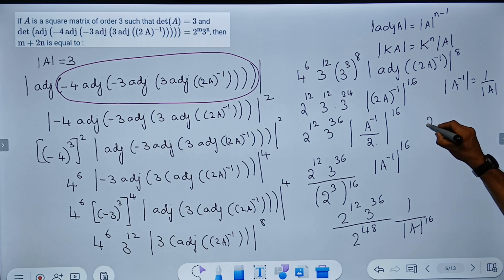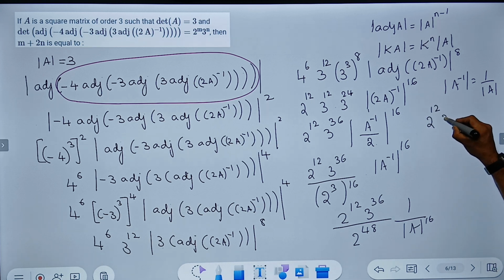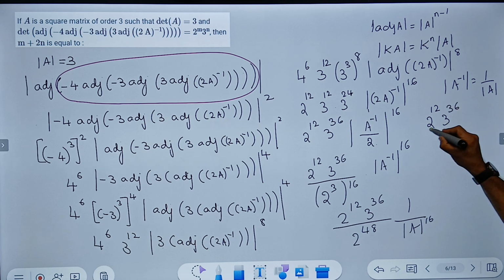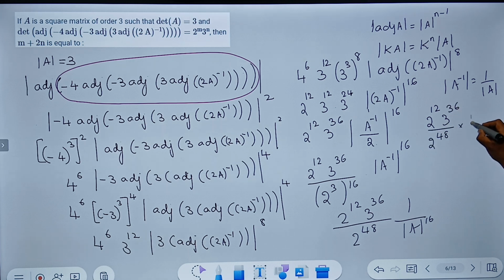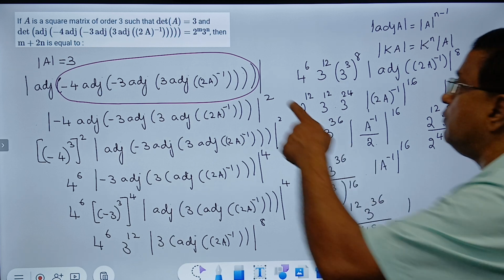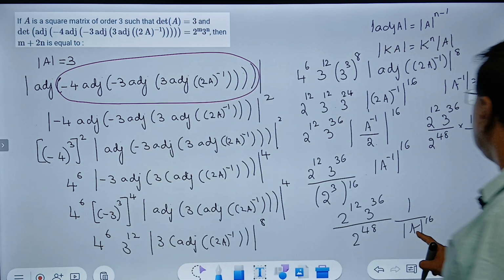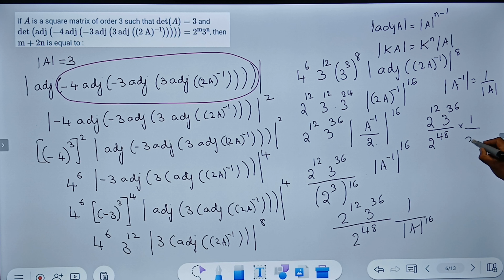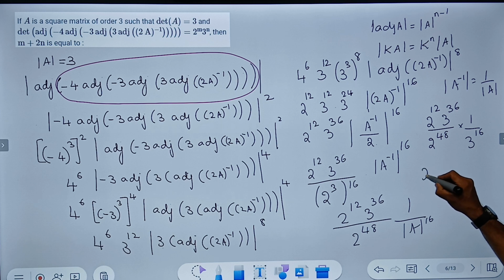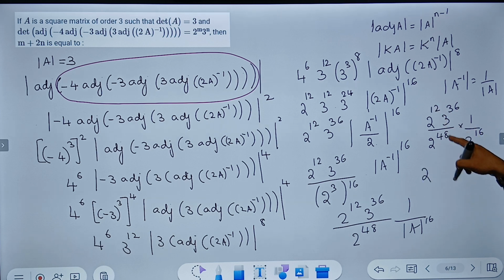So this is 2 power 12, 3 power 36 divided by 2 power 48 into 1 by... But you know determinant of A is 3. When I put determinant A is 3, this will become 3 power 16. So effectively this will be 2 to the power of 12 minus 38. 12 minus 38, what is that? Minus 26, correct?